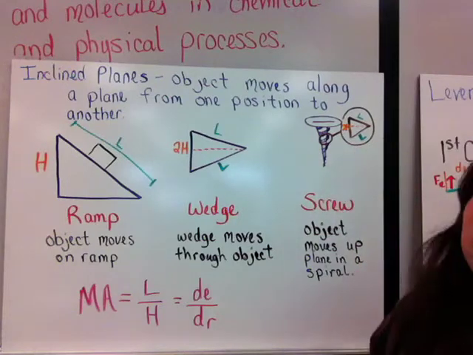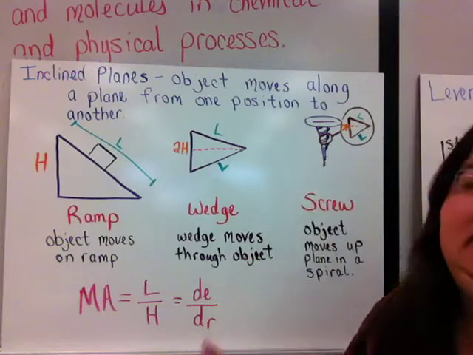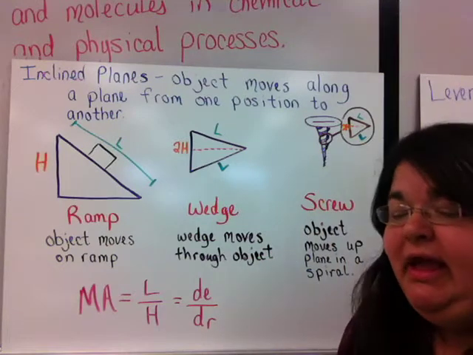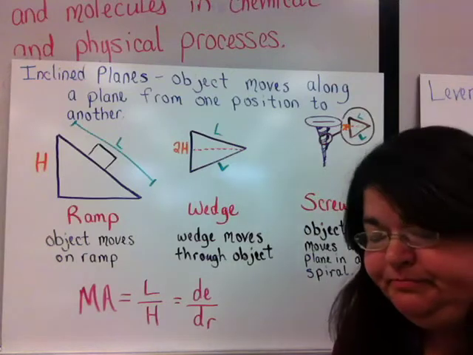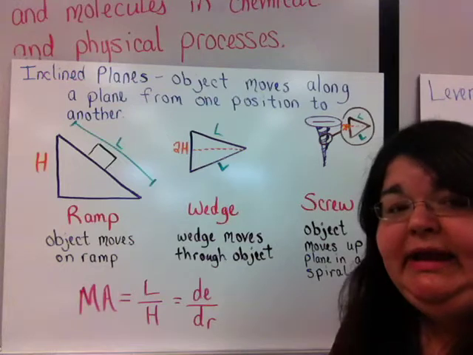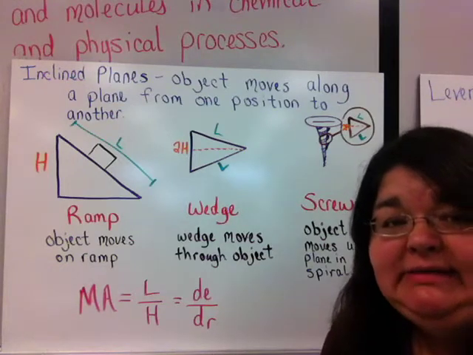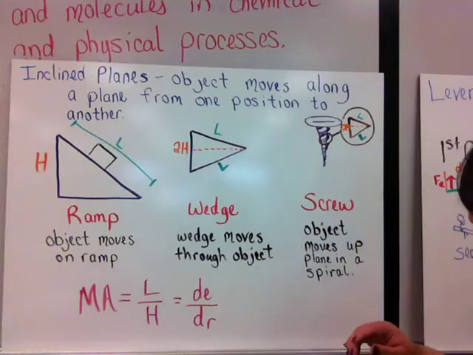So, in essence, it is a wedge in miniature on each one of those threads. And so, as you screw this into the wood, it will split above the thread and below the thread in a spiral as the screw goes deeper into the wood. Alright, so that's the inclined planes.